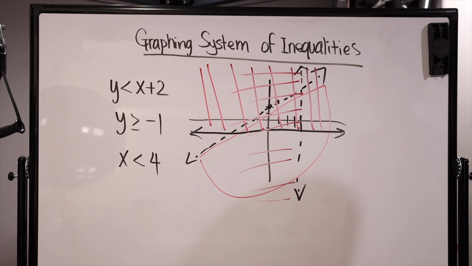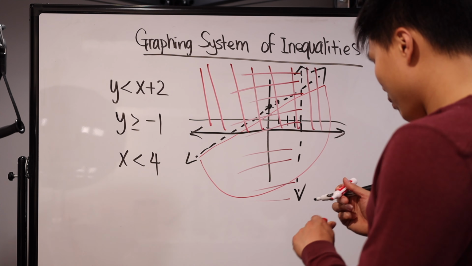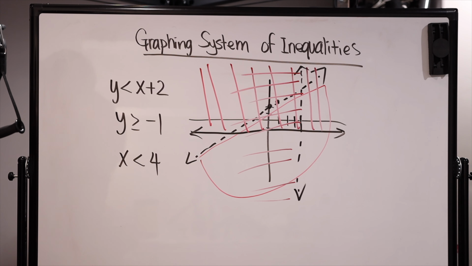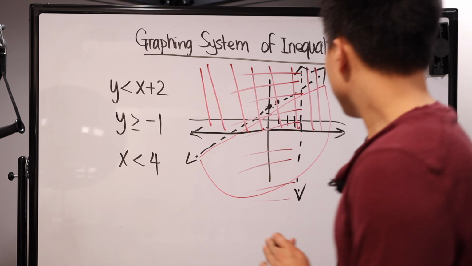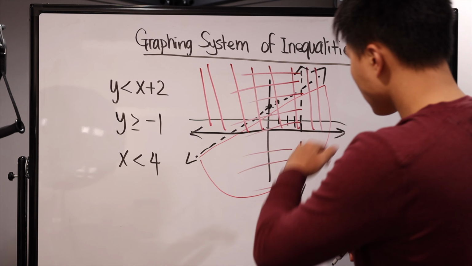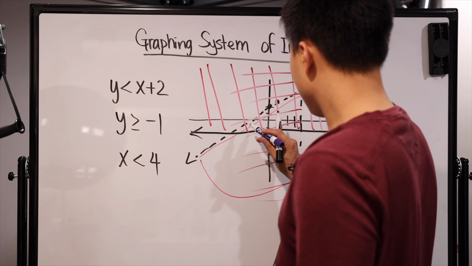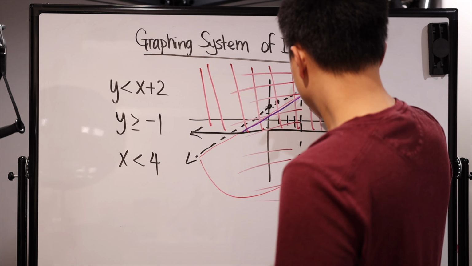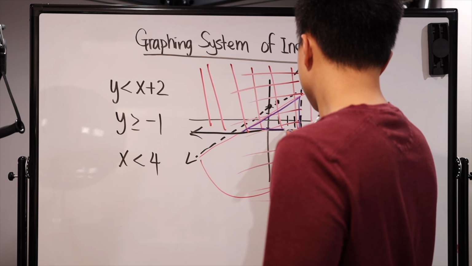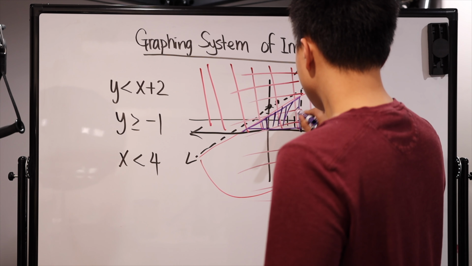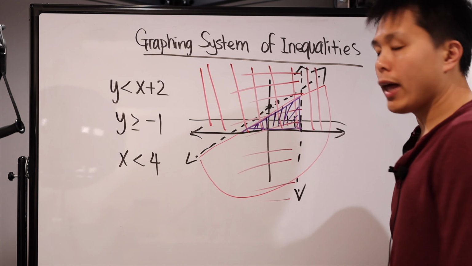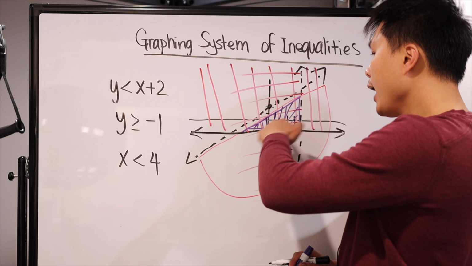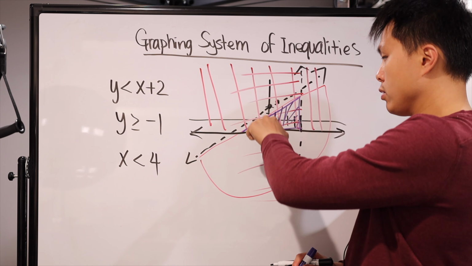All right, so it's a little harder to see. Let me see if I can grab another color marker and make it a little more visible. But basically, here's what it is. It's everything from here to here to here. So this region here is the overlap of all three. So the answer for this system of inequalities is any point that falls within this region right here.